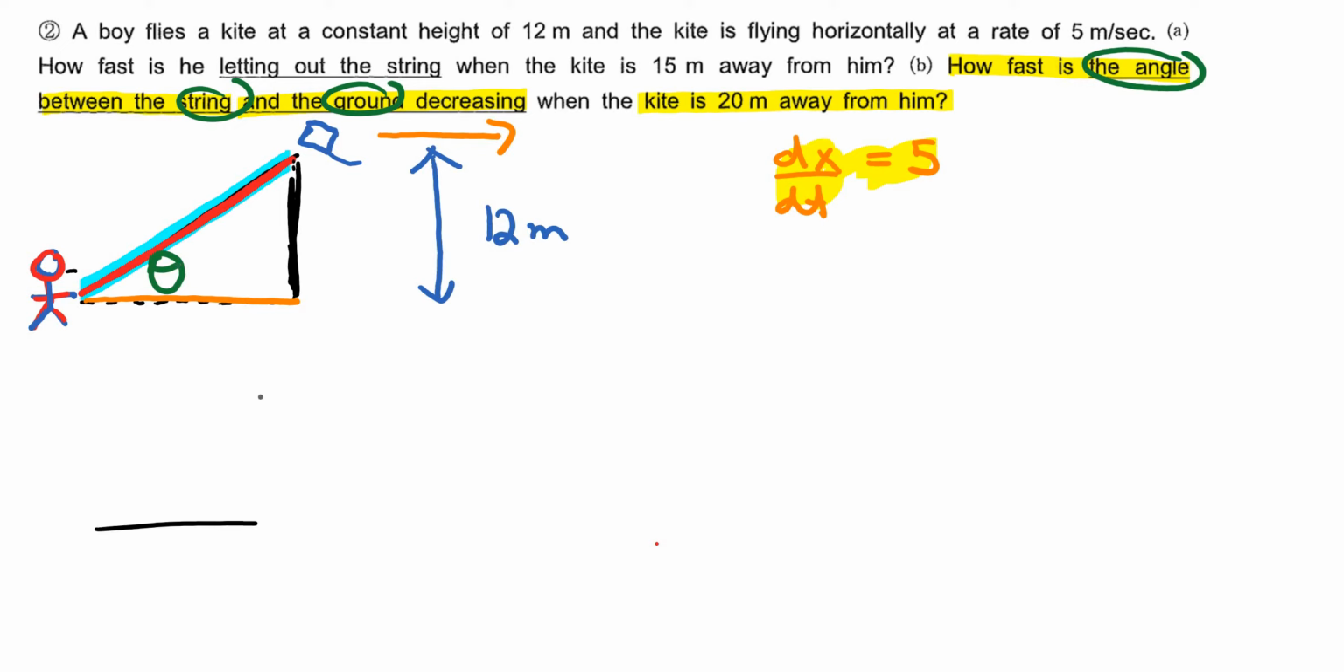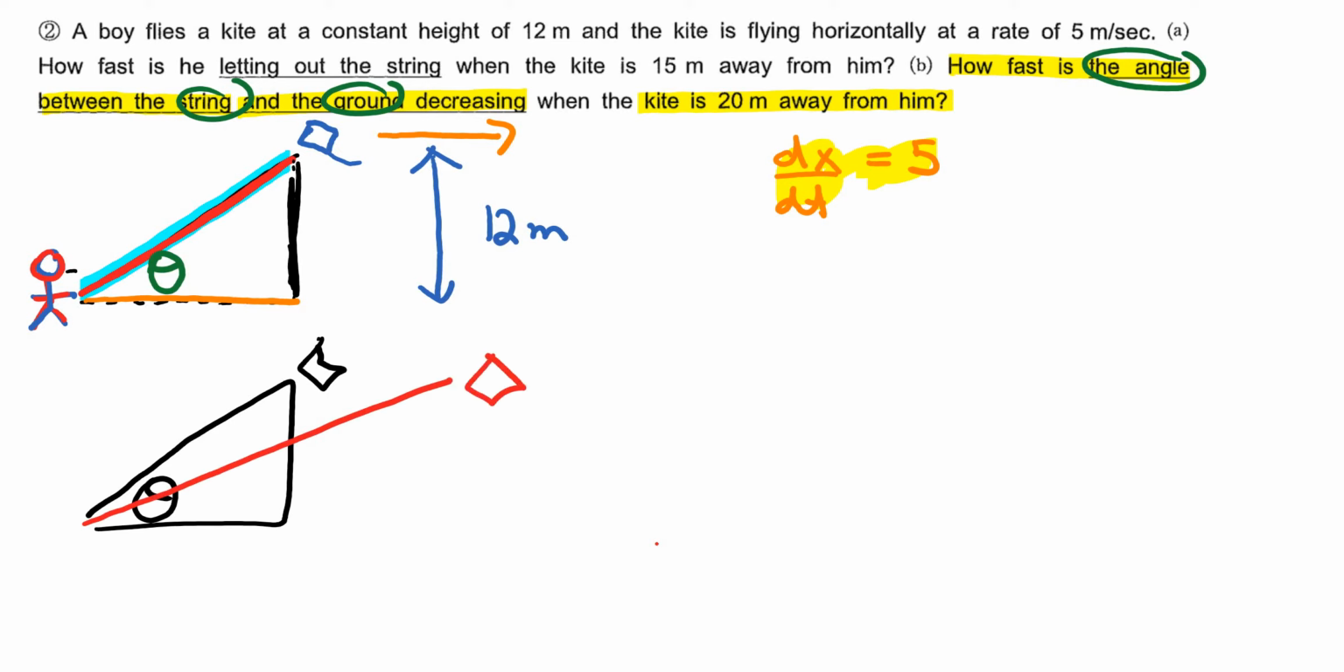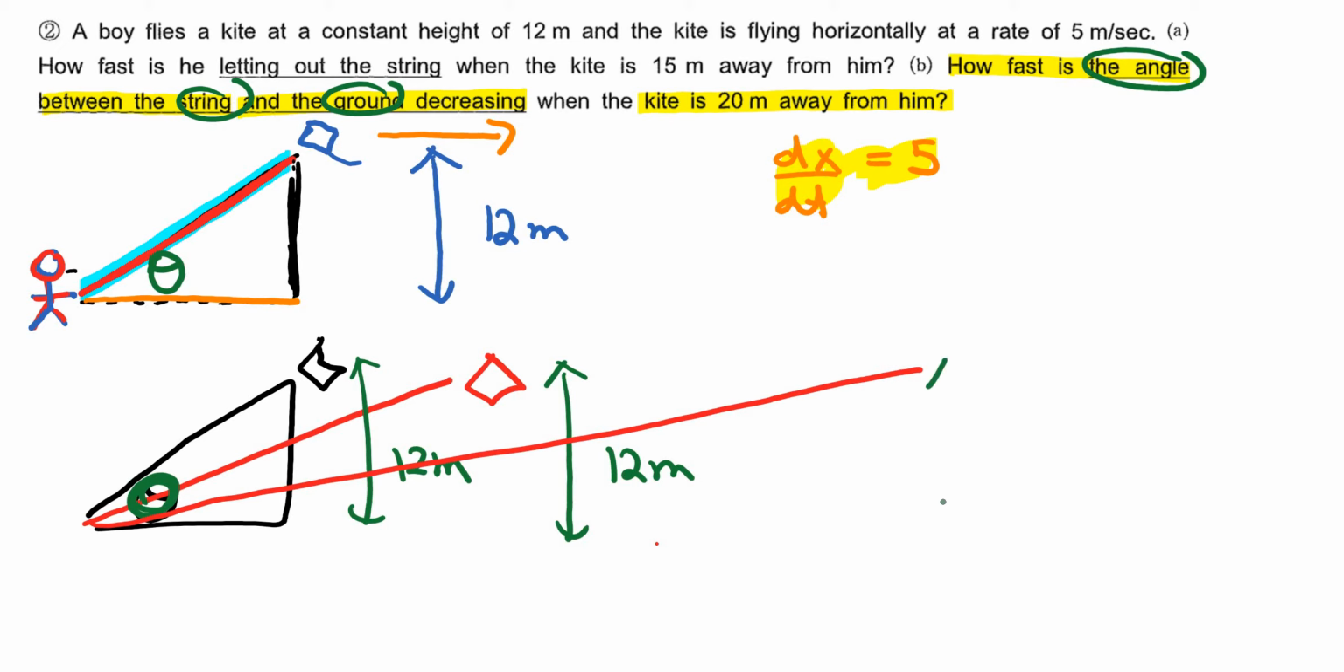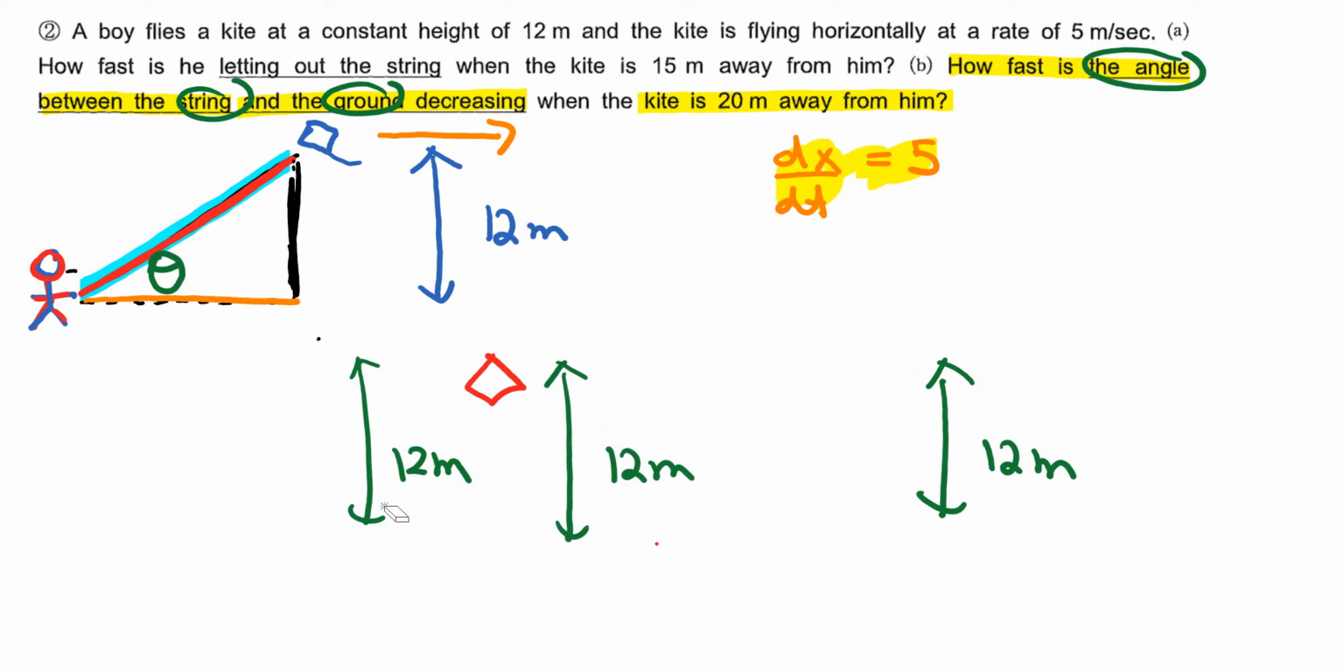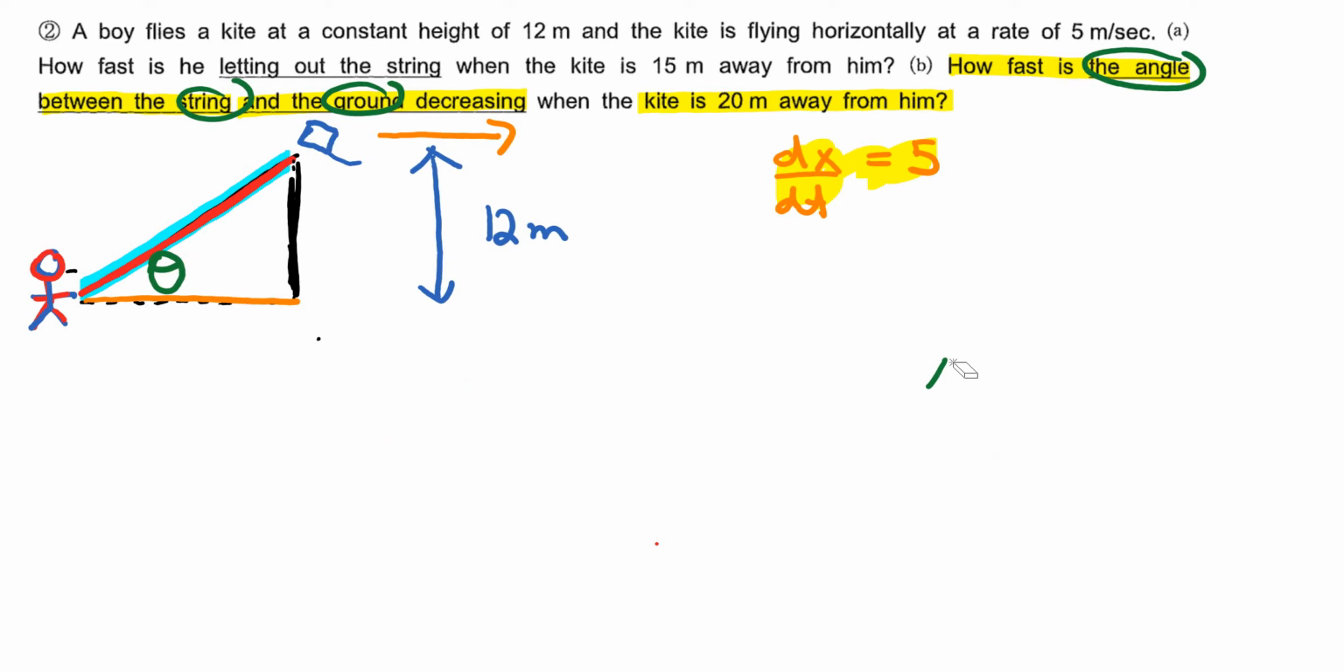And if I just draw a little diagram illustrating that, hopefully students can see that. So if the string keeps on being released and you're maintaining this 12 meters vertical distance throughout the problem, hopefully you can see that this angle right here is actually getting smaller and smaller. So if I release more string and we continue to maintain that 12 meters of distance, the angle is decreasing between the string and the ground. So we should definitely expect a negative answer for this particular angle problem.